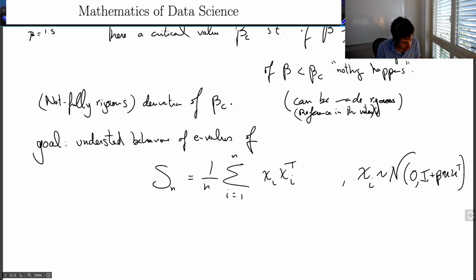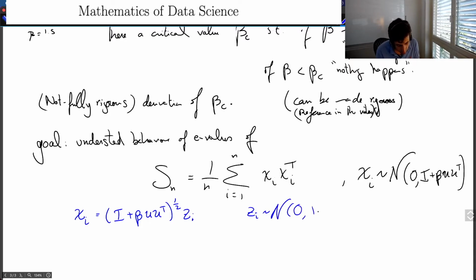So we start by noting that the points xi can be written as identity plus beta u u transpose to the square root times zi, where the zi's are now just standard Gaussians. Because what we know from the theorem of Marchenko-Pastur is the distribution of the covariance of standard Gaussian vectors, so we're going to try to reduce to that case. Okay, so what does that mean?